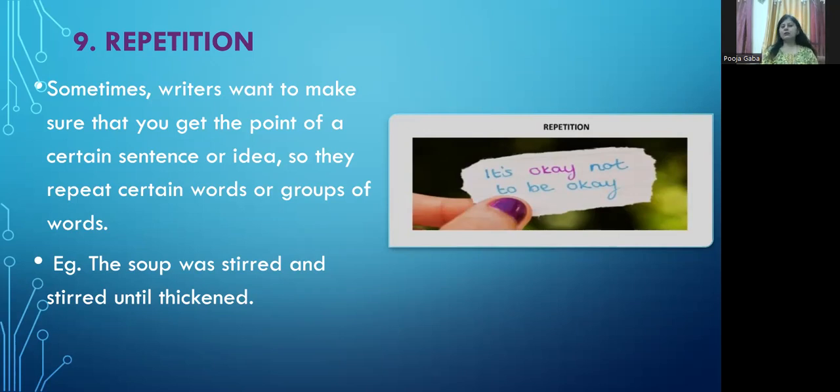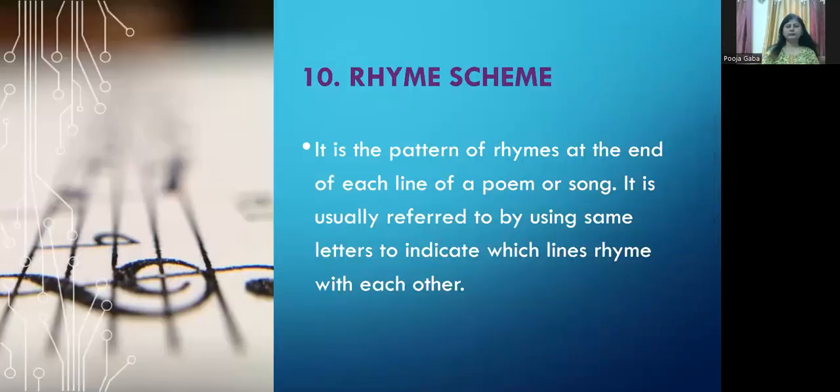Now see this example also: It's okay not to be okay. So here the word okay is repeated, which is an example of repetition. Now see the next one. The next one is very commonly used in poems: rhyme scheme, or you can also say rhyming scheme.